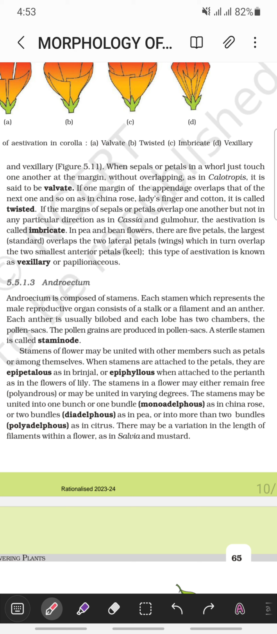The stamens in a flower may either remain free, polyandrous, or may be united in varying degrees. The stamens may be united into one bundle, monoadelphous, as in China rose, or two bundles, diadelphous, as in pea, or in more than two bundles, polyadelphous, as in citrus. There may be a variation in the length of filaments within a flower, as in salvia and mustard.